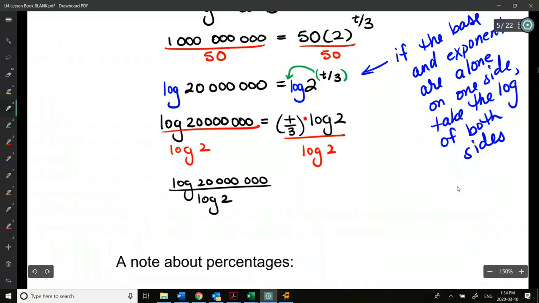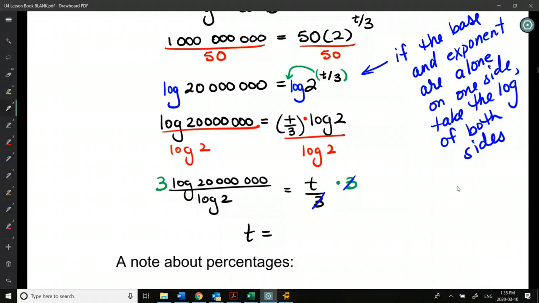So I have t divided by 3 left now. How do I get rid of division by 3? Yeah, let's multiply by 3. So I'm going to multiply that up on both sides. These sides will cancel, and I'm left with t by itself. So we're going to enter into our calculator 3 times the log of 20 million, see what that's equal to, and then divide it all by the log of 2.